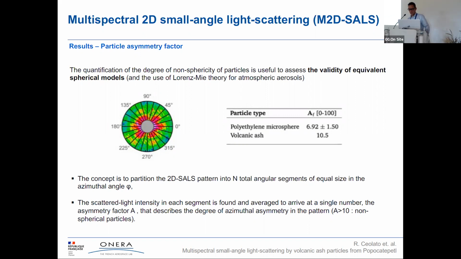And the concept is very simple. We need to partition the scattering patterns into n different segments, and then we average it to get a single number that is called the asymmetry factor, and this factor will be directly linked to the azimuthal asymmetry of the pattern. In this case, if we have a number higher than 10, this will quantify that the particle can be considered as non-spherical. And in theory, we should not use the Mie theory to compute the radiative properties for those particles.